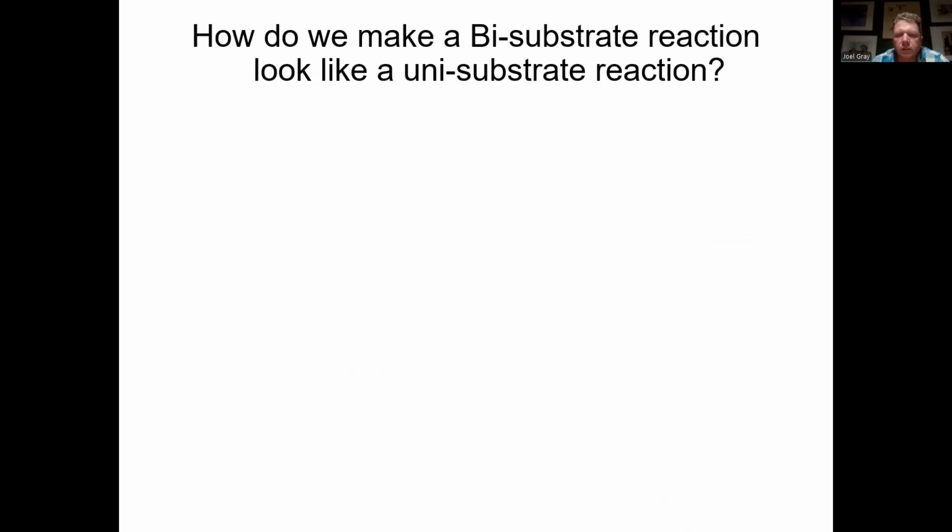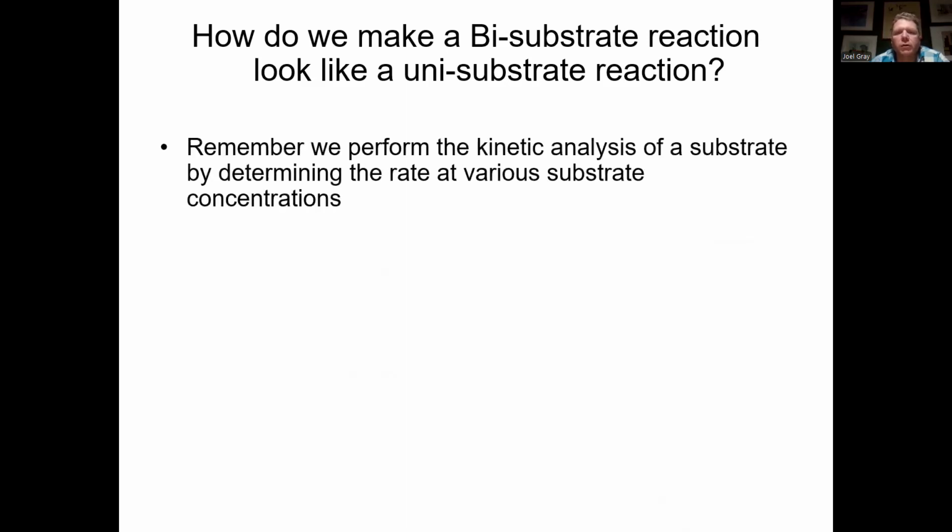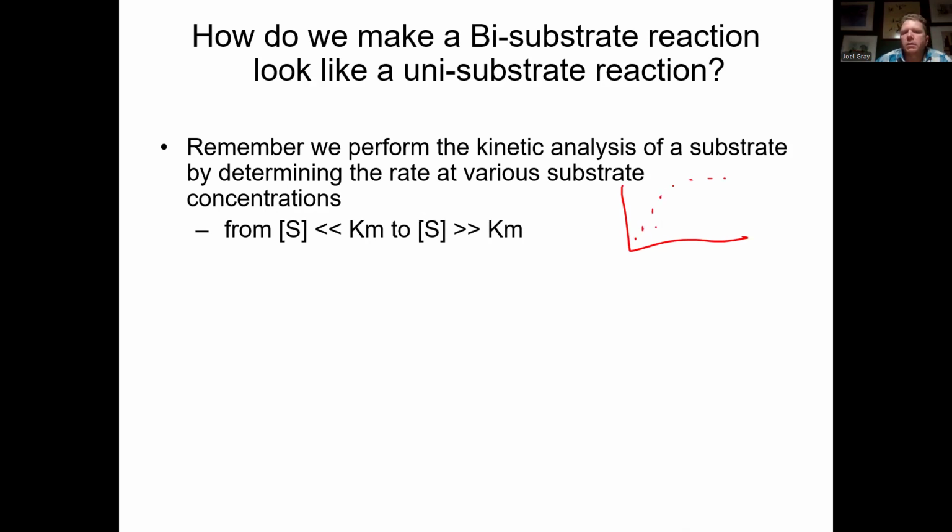Okay, so I've revealed that yes, this is a model that you can use, but how do we actually make this work? How do we make a bisubstrate reaction look like a unisubstrate reaction? Well, remember when we performed the kinetic analysis of a substrate by determining the rate at various substrate concentrations, from when substrate concentration is super low compared to your Km, to when substrate concentration is super high compared to your Km. So basically what this is saying is if your data looks a little bit like this, we accounted for substrate concentrations way down here as well as concentrations way up here.